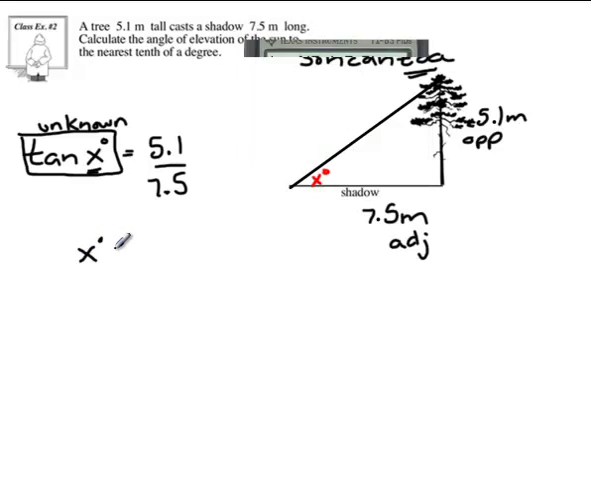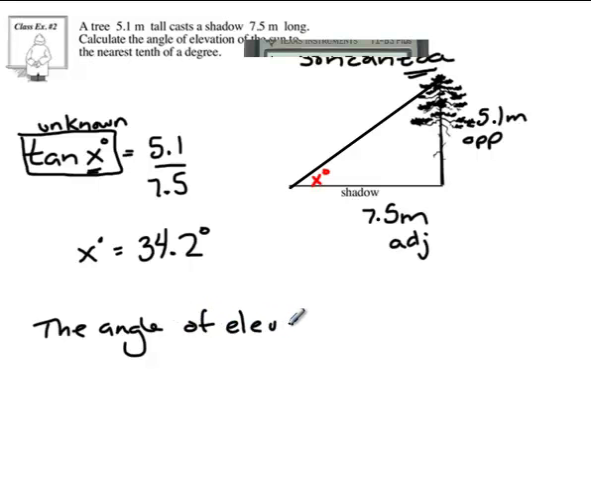So angle X is equal to 34.2 degrees. And since the question was asked in a sentence, I'm going to answer in a sentence. The angle of elevation to the sun is 34.2 degrees.